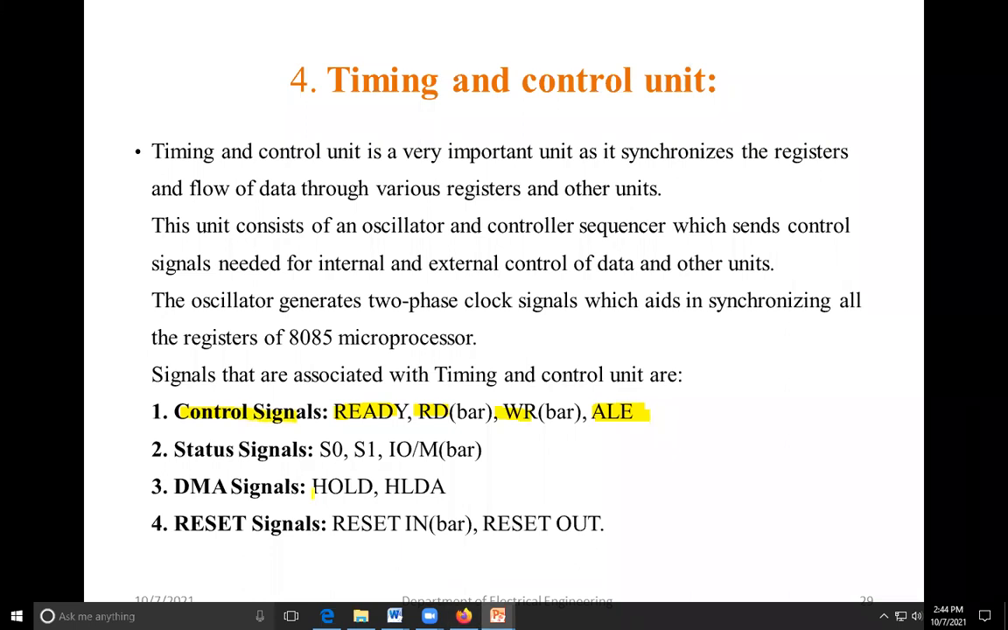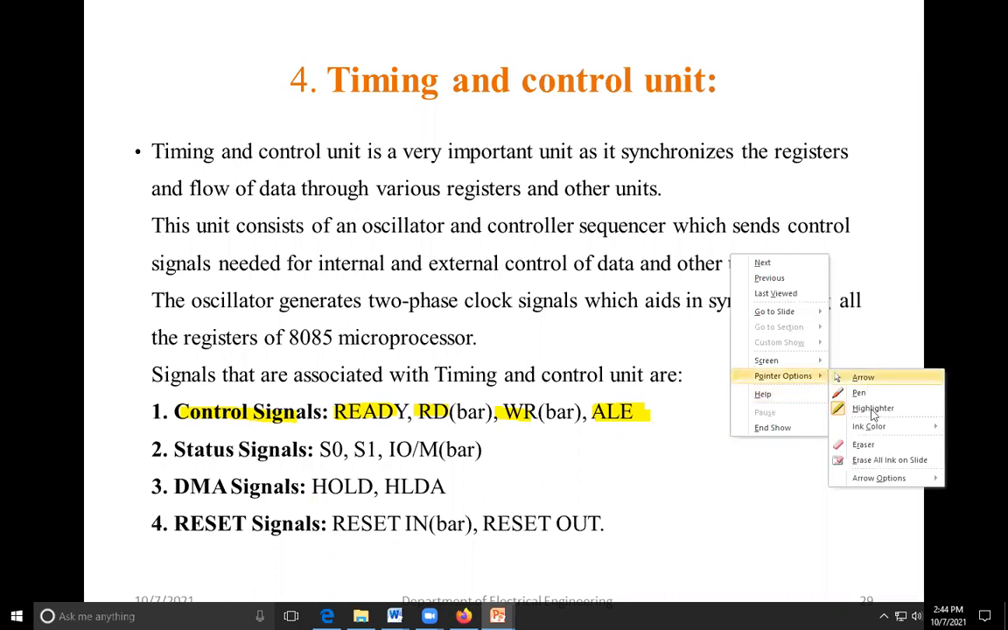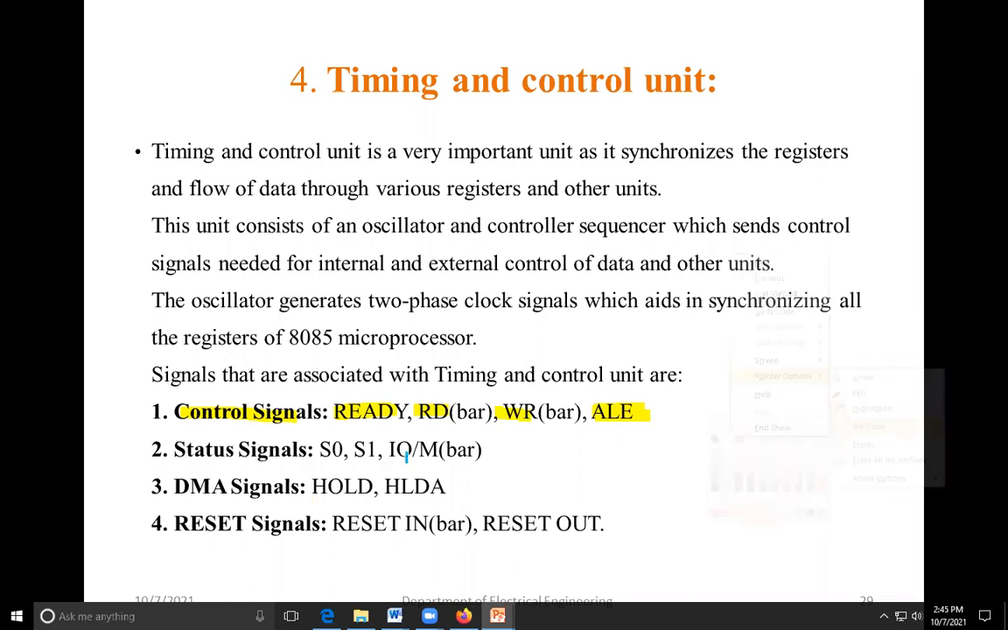Next are the status signals. It gives the status. Status means what? It gives S0 and S1. These are the serial input pins. It gives the status whether serial input is going on, or output or input. We are discussing the S0 and S1 pins. You have to connect the input output memory, then the write bit and read bit.